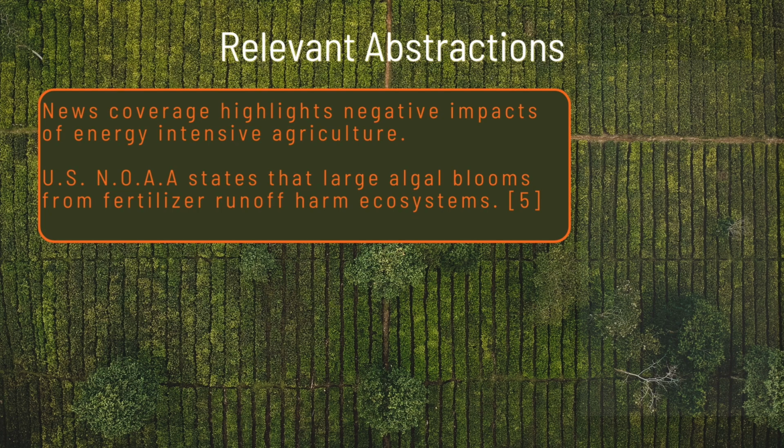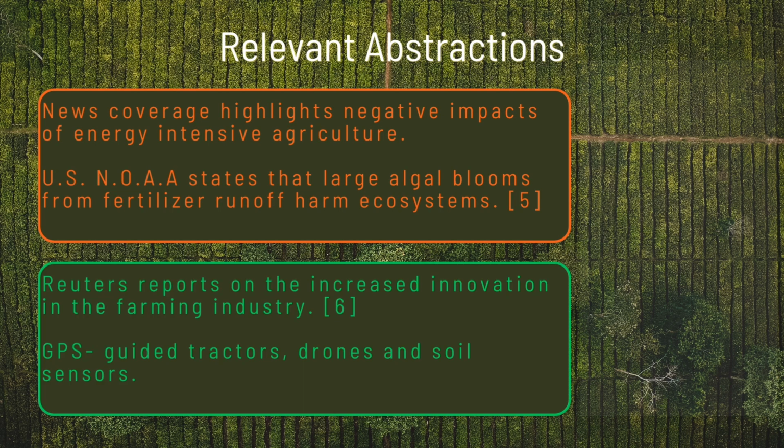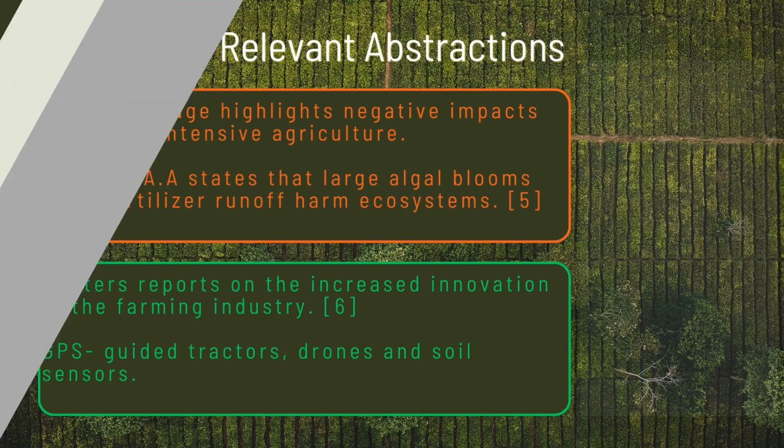At the same time, many news outlets report on the growth of precision agriculture technologies. For example, Reuters has reported that farmers are increasingly using GPS-guided tractors, drones, and soil sensors to apply fertilizers and water more efficiently. These technologies reduce unnecessary energy use while maintaining crop yields.